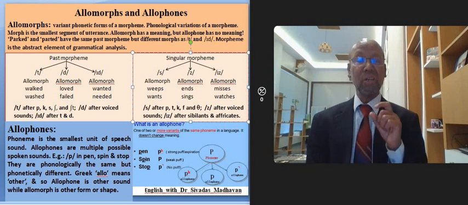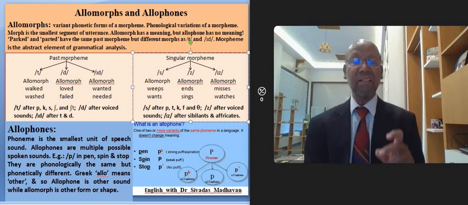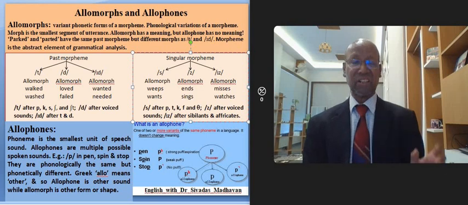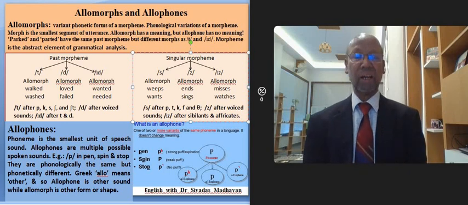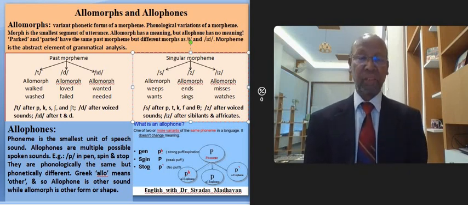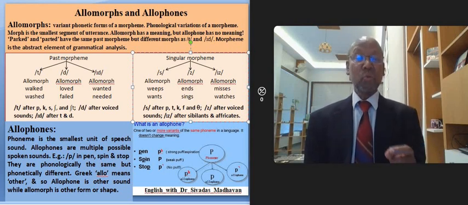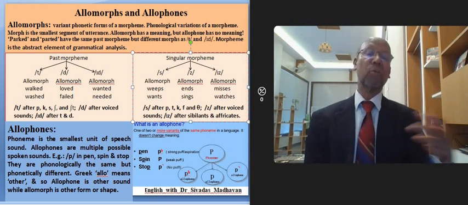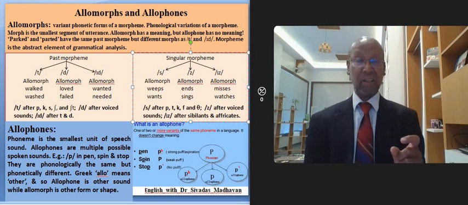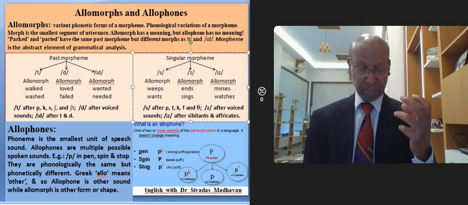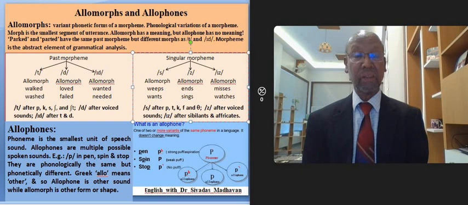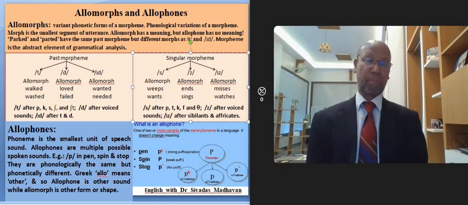The s sound comes after p, t, k, etc. For example, the singular forms of work, works, tap, taps, with the s sound. But we use the z sound after the voiced sounds. For example, ends, or sing, sings, etc. This is the z sound after the voiced sounds.